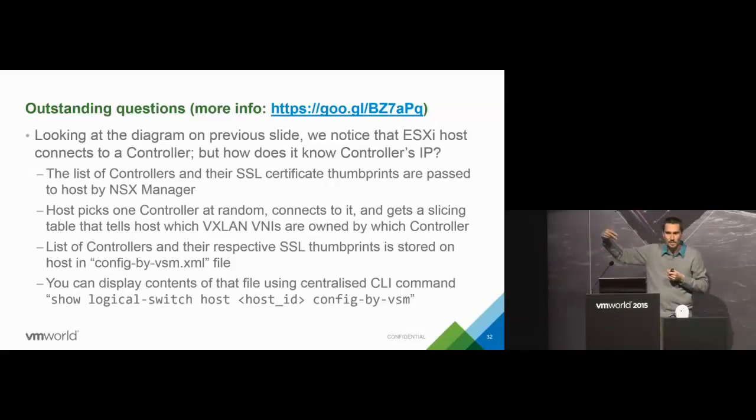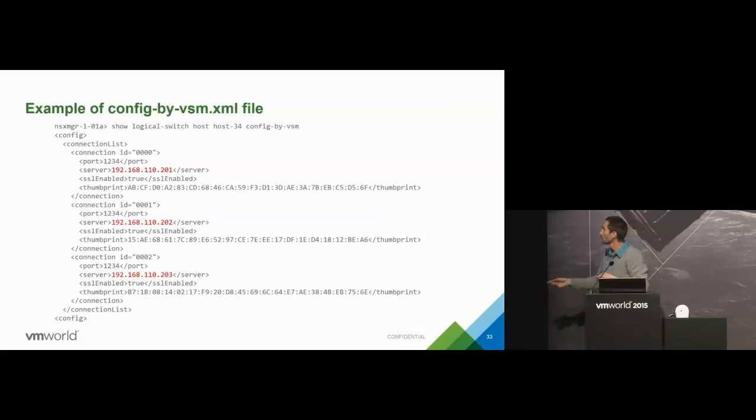That information is stored in a config-by-VSM file, and it's fairly straightforward there. I'll show you on the next slide what it looks like. There's a command for it, and in that file you will see the TCP port 1234 for the controller, the IP address of the controller, that the communication between the host and controller is SSL encrypted, and the thumbprint for that particular controller, and that's about it. You have that section repeated for the 3 controllers.